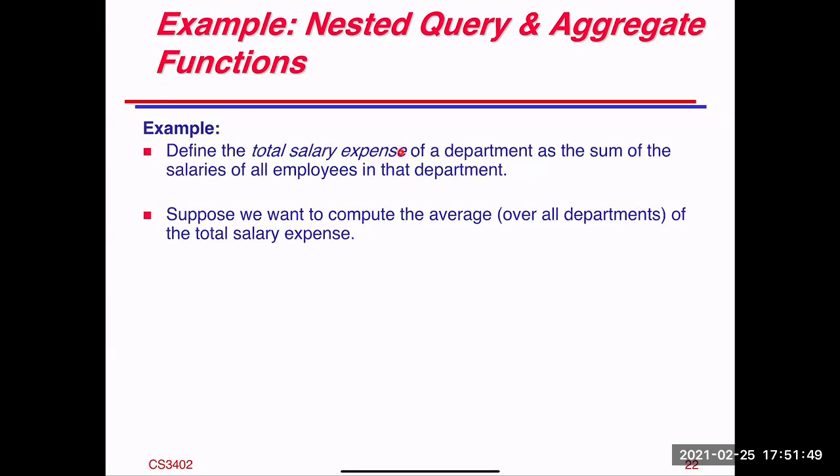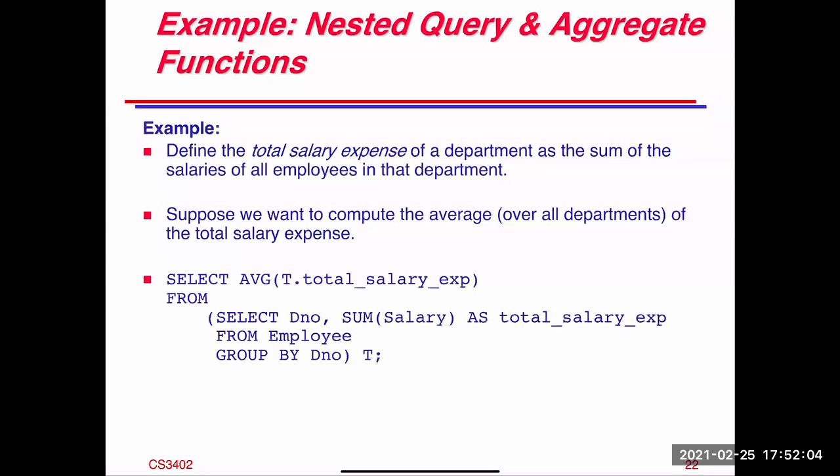So we defined the total salary expense of the department as the sum of the salaries of all employees in that department. And now let's say we want to compute the average of all departments of the total salary expense. So how do we do that? Well, we can use a nested query, but now the nested query is part of the from clause. So it doesn't show up when we have the where. Okay.